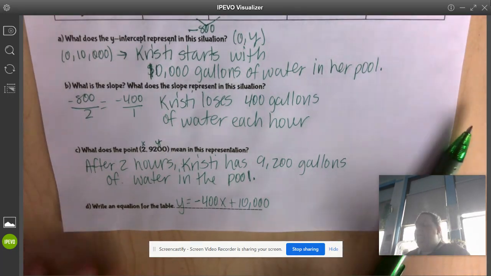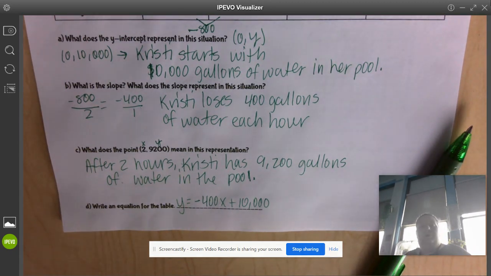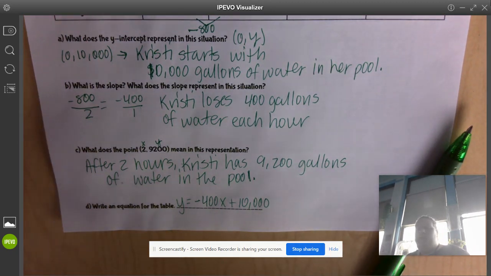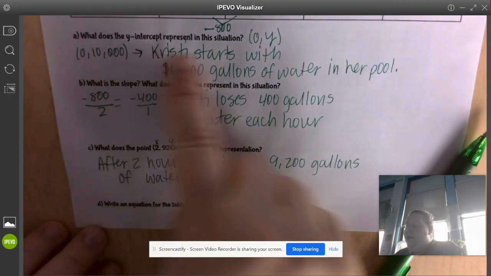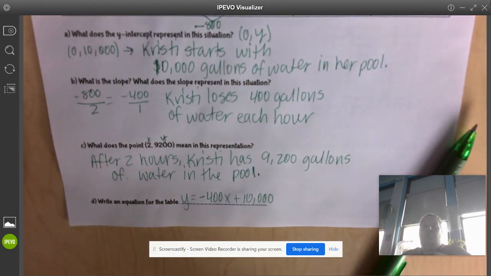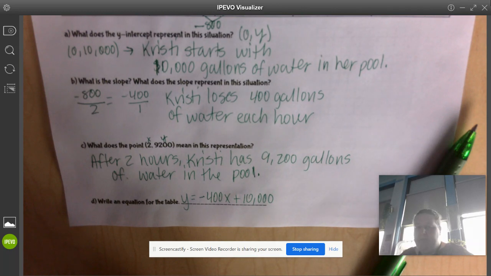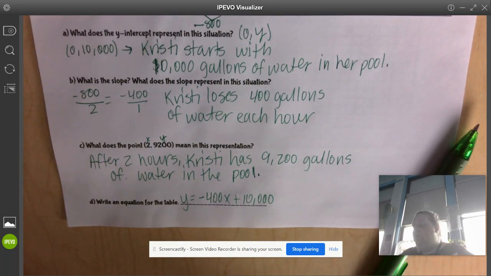Okay. So once again, you're going to see some real world examples on your test. You have to be able to dissect what those different parts mean. So your y-intercept is always going to be your initial, where you begin before you start, and then your slope is showing how the situation is changing over time. And we looked at how we can find this from a table, an equation, and a graph.